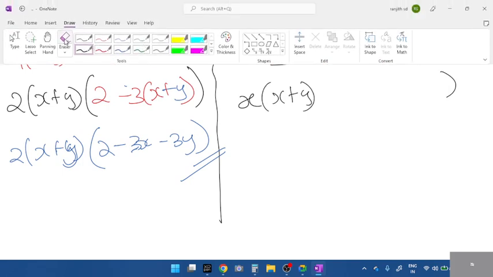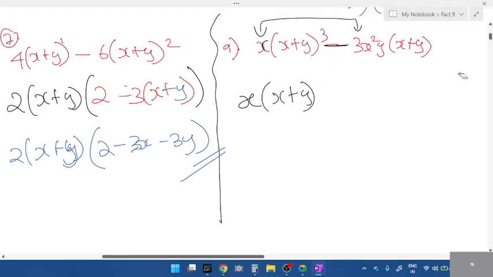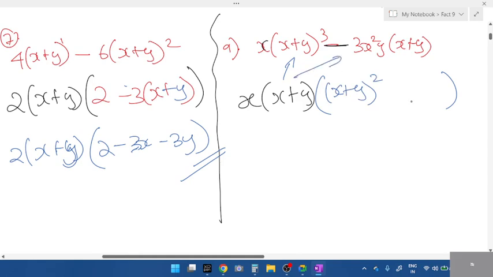Which degree is small? Cube or 1? 1. So I have taken only 1 outside. Now divide it. When you divide, what do you get? X and x get cancelled. How many times x plus y gets cancelled? So what is left? Very good. X plus y square is left. Divide this.